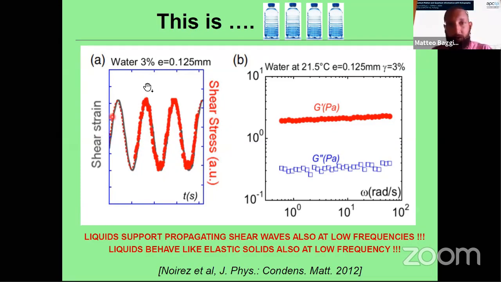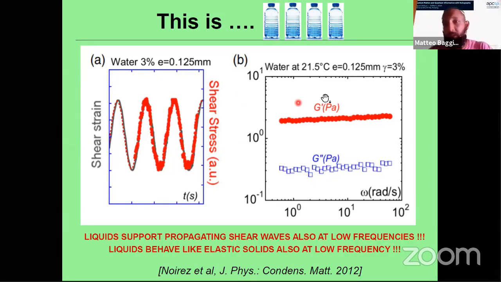As you can see here, strain and stress are totally in phase, right? And here, G prime, which is the real part, is much larger than G double prime, which is basically almost 0. You can see this is a logarithmic plot, so this is basically 10 to the minus 1, okay?